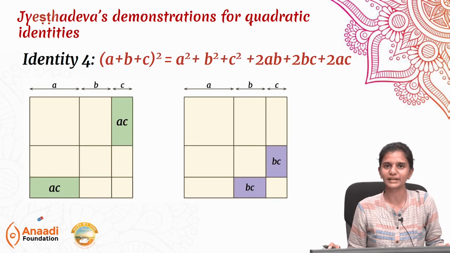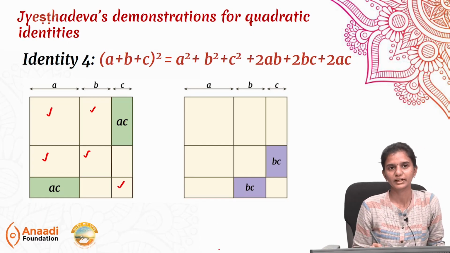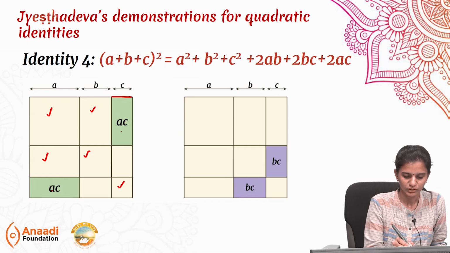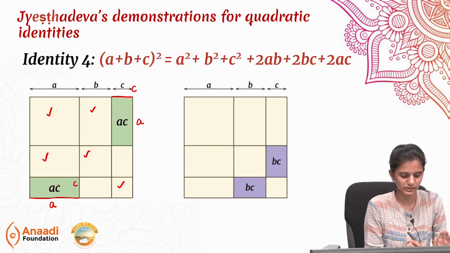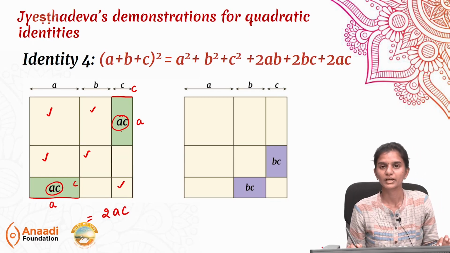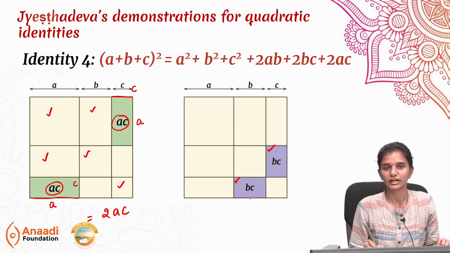Now, we have got the area for these 3 squares and these 2 rectangles. Let us take these two rectangles now. We see that the two sides are C and A for these two rectangles. This is A and C. Hence, the area of these two rectangles are AC. This gives us 2AC. The remaining rectangles are these two. We see that the sides are B and C. Hence, we get the area BC for these two rectangles.